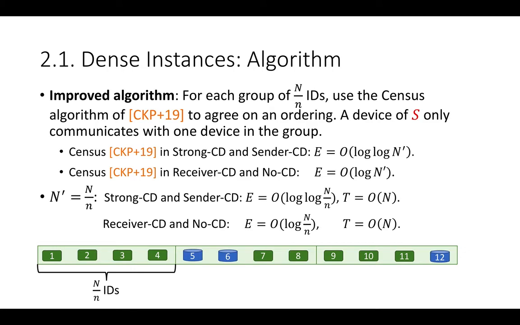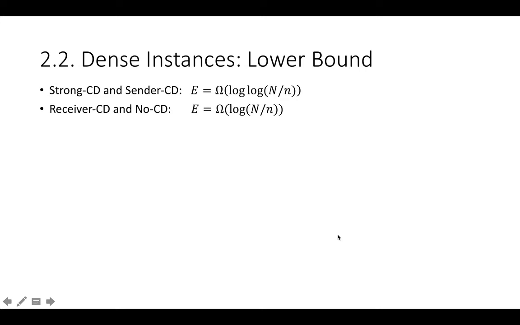So for our case, n prime would equal capital N divided by small n, because we're restricting to this group of that many IDs. So this will give us the final result. We will get this log n over n energy complexity for these two models and log n over n energy complexity for these two models. Next I will talk about the lower bound for these dense instances.